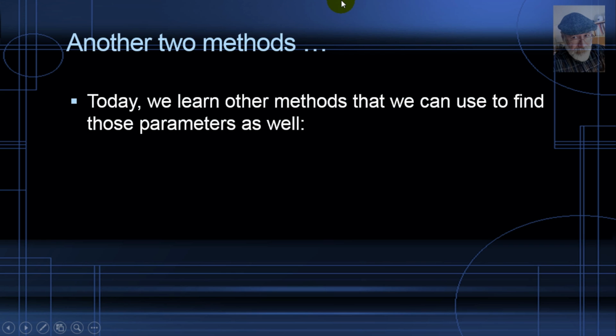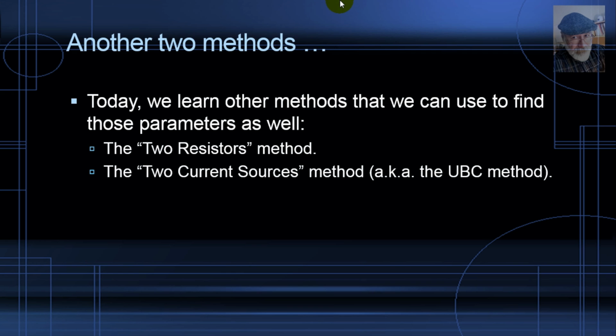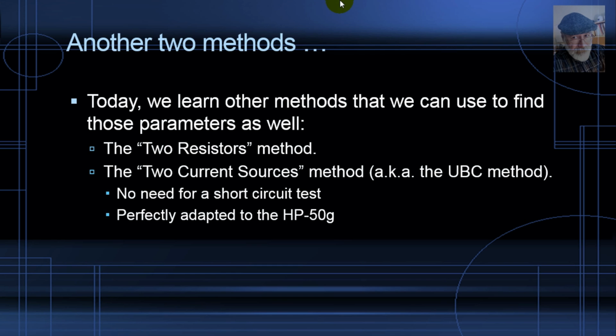Today we learn other methods that we can use to find those two parameters, the two resistors method and one method, the two current sources method, that I call sometimes the UBC method, because that is a method that I myself concocted for the sake of my students here at UBC. It does not need a short circuit test, which is something that's given grief to many students I've known over the years, and secondly, it applies perfectly to the HP50G, which is an equipment my students here at UBC use.